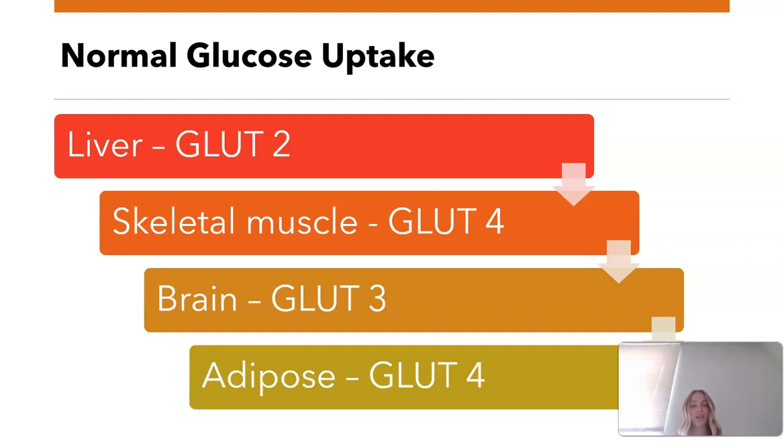So GLUT3 is expressed by brain cells and GLUT2 is expressed in liver cells. GLUT3 uptakes glucose with high affinity, whereas GLUT2 has a low affinity for glucose.